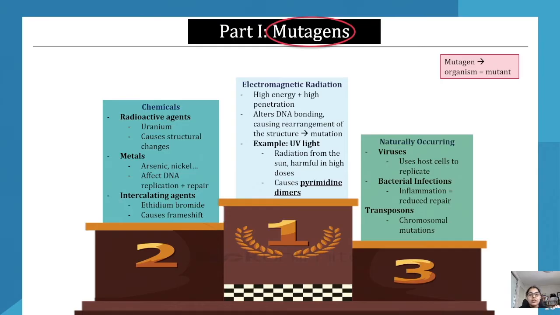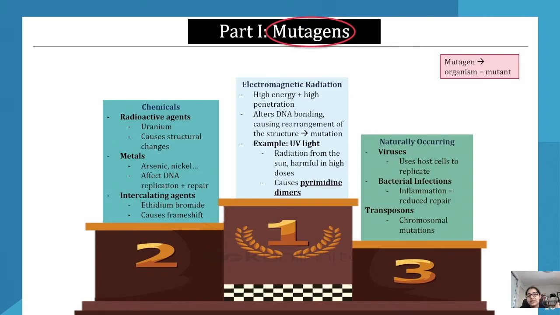Chemical mutagens include radioactive agents like uranium, other chemicals, and they cause structural changes. We've got metals, including arsenic and nickel, that can affect the DNA replication process. And finally, we've got intercalating agents like ethidium bromide, which can cause frame shift mutations. We'll have a look at what frame shift mutations are in just a second.